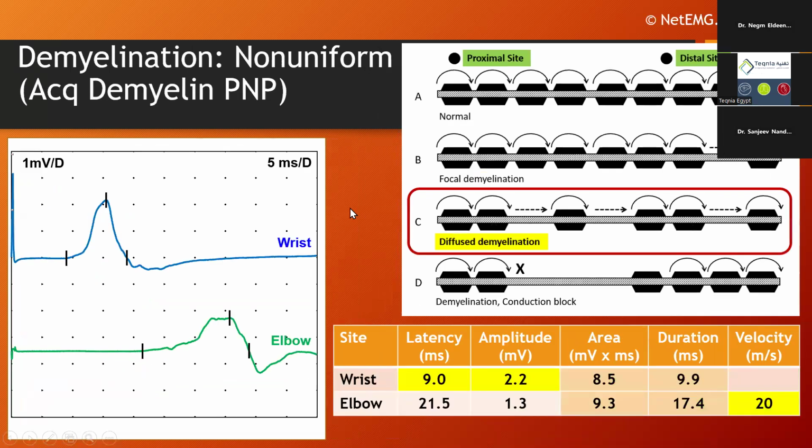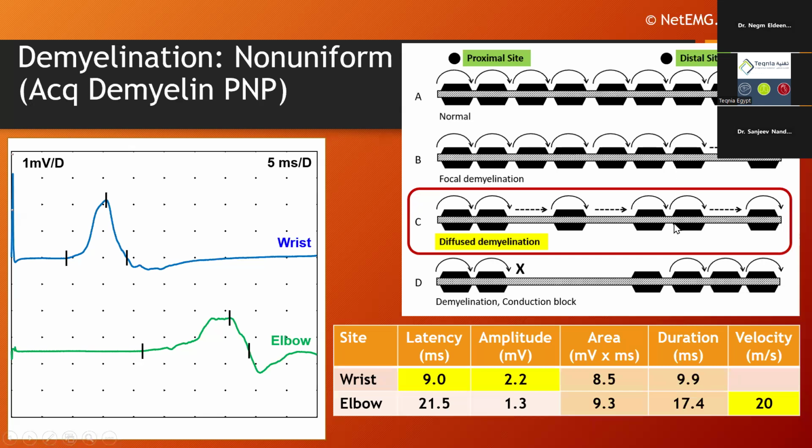Let us now look at diffuse demyelination. So this is where we have lost myelin over here, over here, over here. So this is like a highway that has got multiple accidents. You go fast and then you slow down, and then you go another few kilometers and then you slow down, and the process repeats. So this is going to affect our responses significantly.